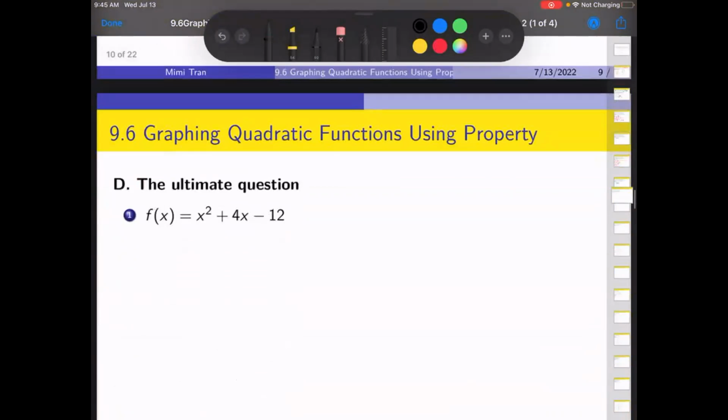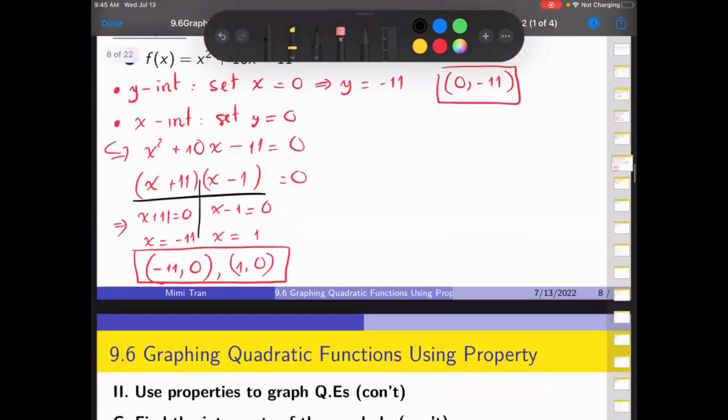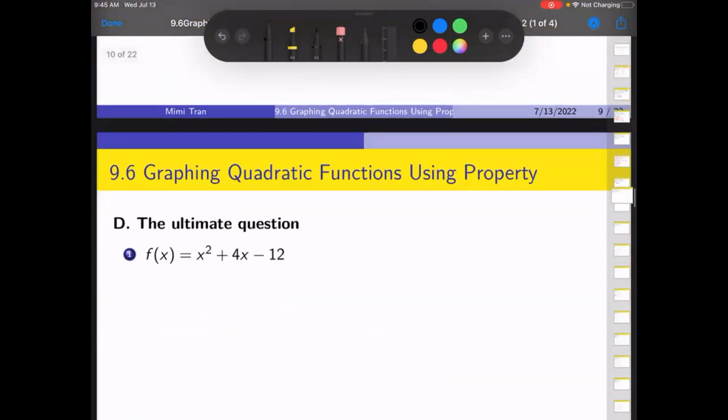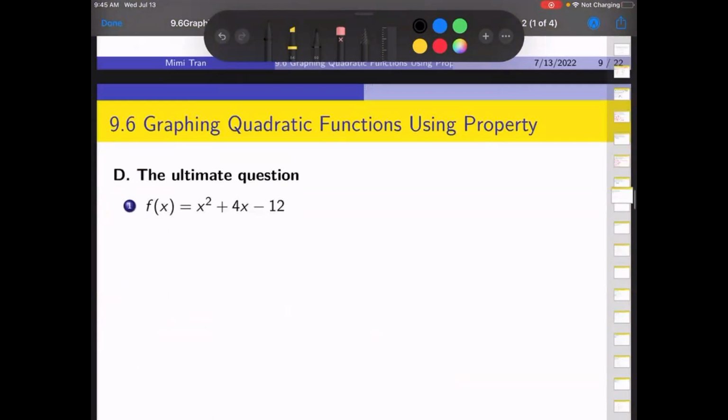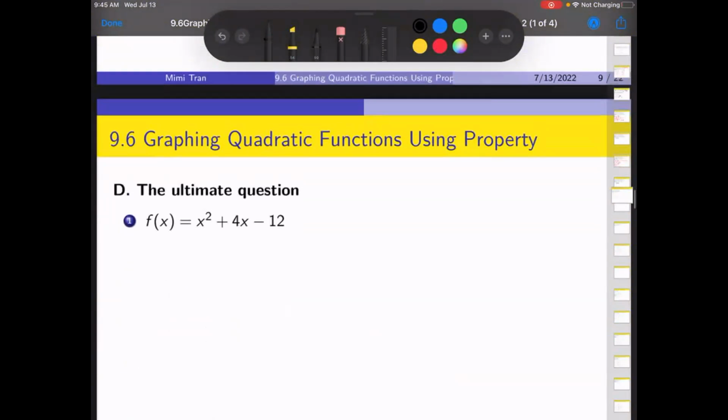All right, now on the exam, I'm not going to give you a little thing like this. What I'm going to give you is this one, the ultimate question. That means I want you to find everything: the a, open up or open down, vertex, axis of symmetry, and x and y intercepts. Okay, so first, let's talk about the a.